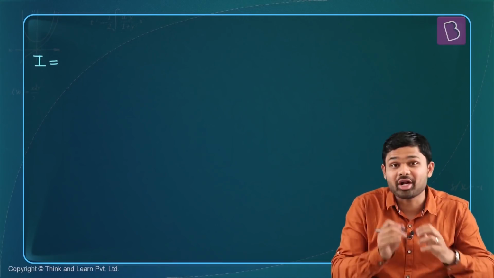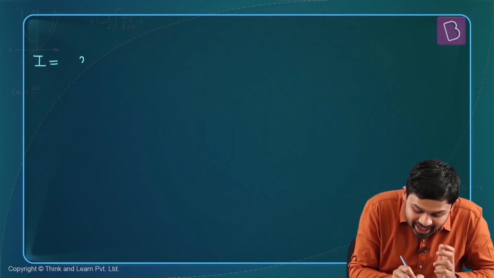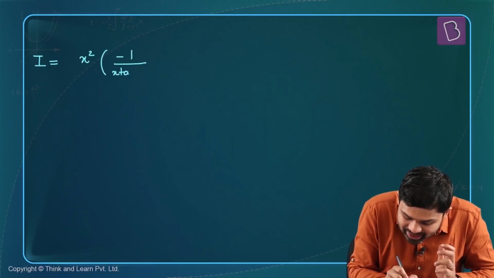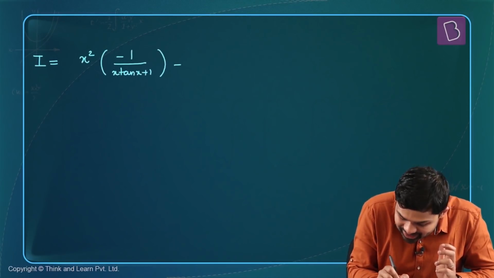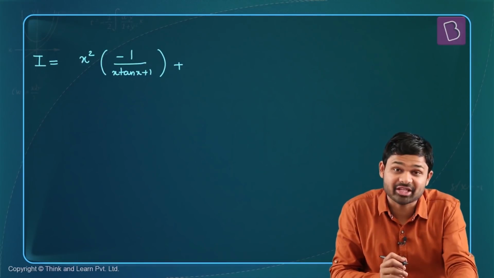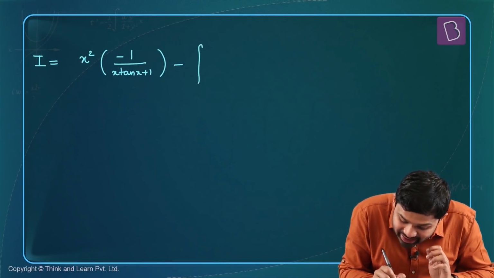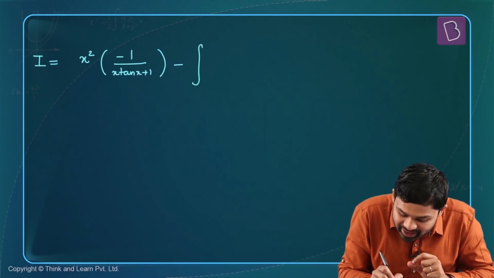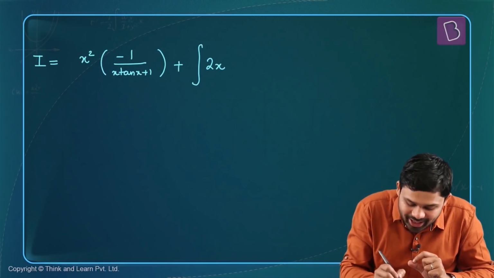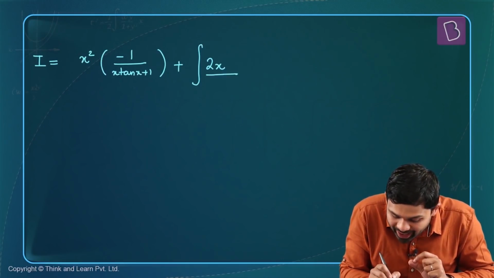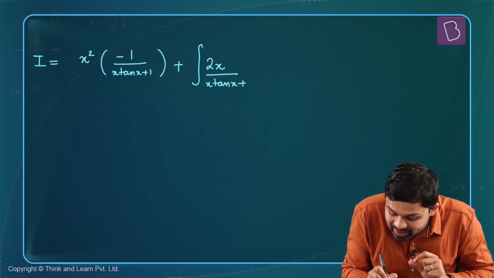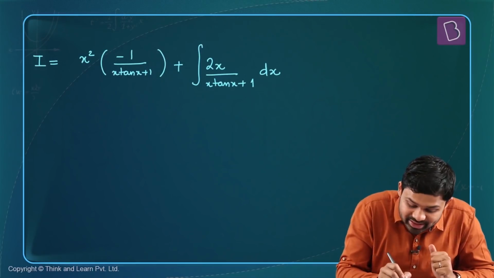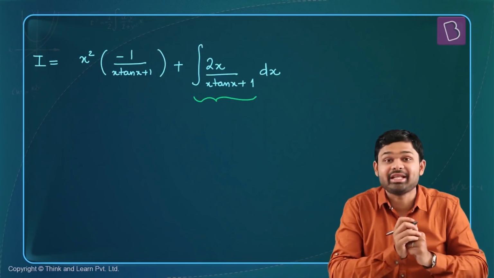You will see that your I value is x square multiplied by negative 1 over (x tan x plus 1) plus, we still have an integral. In fact, it's not a plus, it's a minus the integral of, and it became a plus because of that negative 1 there. You have the integral of 2x into minus 1, so that becomes the plus there, into 1 over (x tan x plus 1) in the denominator, this dx. So now we have to integrate this second function here. This is the integral that we need to concentrate on.